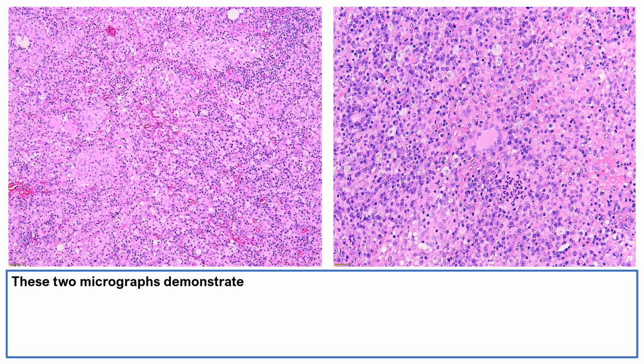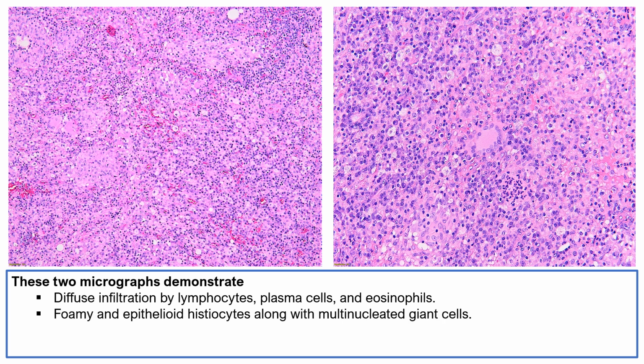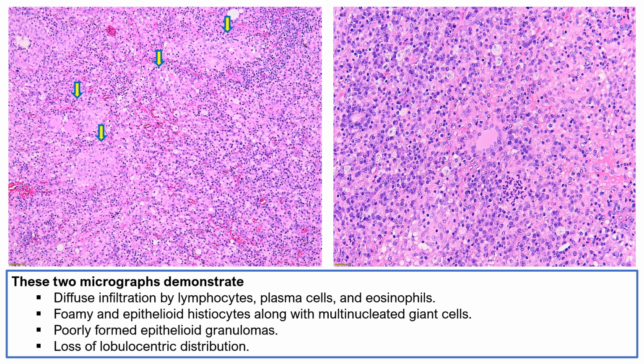These two micrographs demonstrate diffuse infiltration by lymphocytes, plasma cells, and eosinophils, foamy and epithelioid histiocytes, along with multinucleated giant cells, poorly formed epithelioid granulomas, loss of lobulocentric distribution.